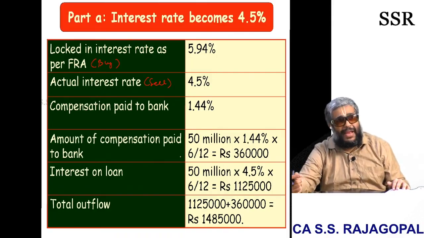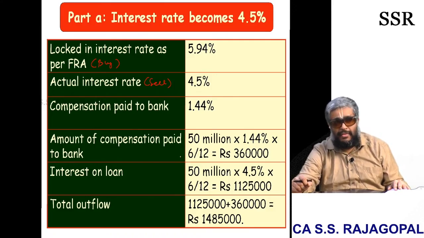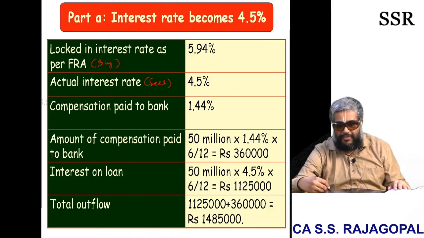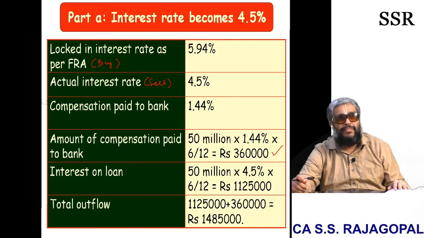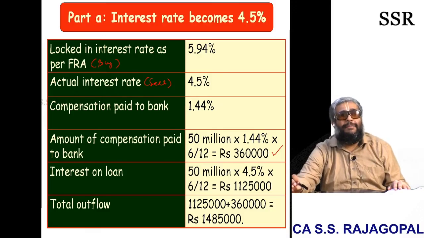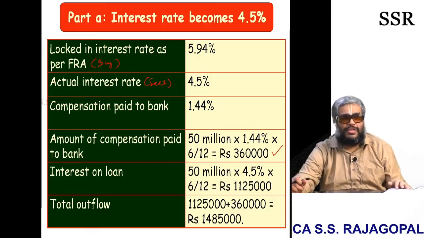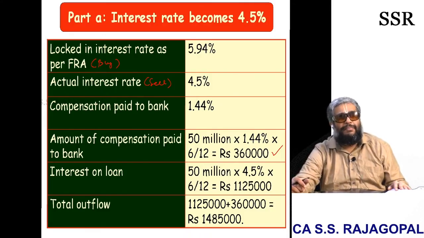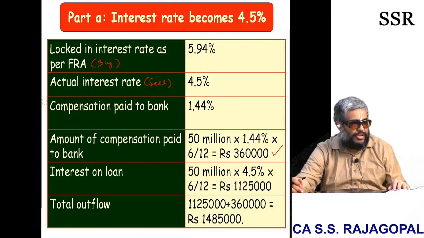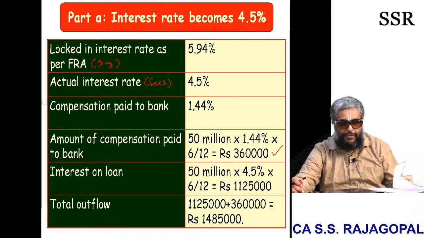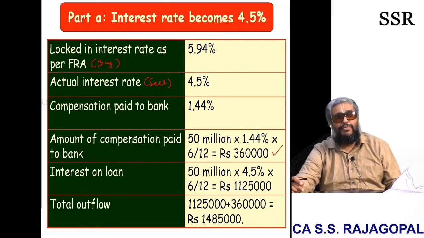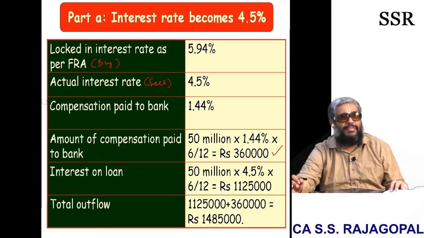If it is to be paid on fixing date, then the amount will be the present value of 3,60,000, discounted at 4.5% for 6 months.